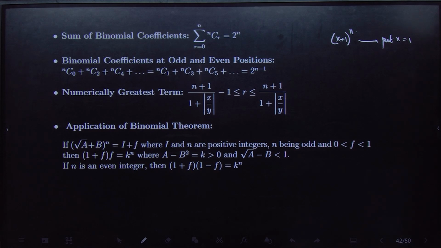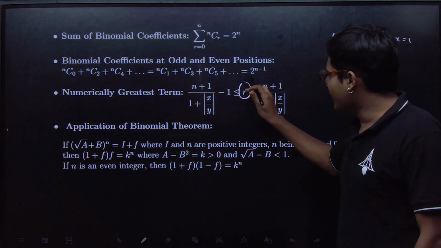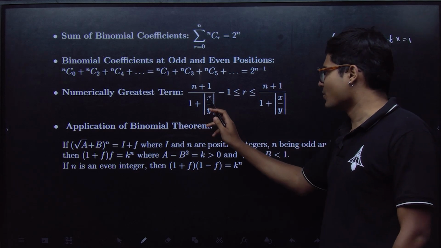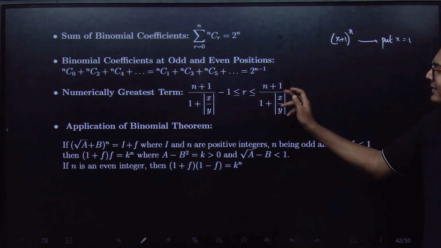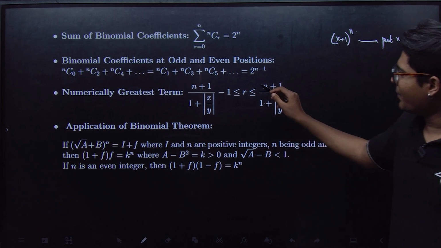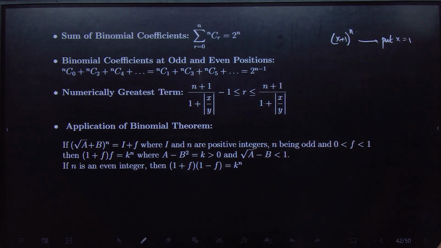Numerically greatest term is given by, for r you have to solve this inequality: r is greater than or equal to (n+1)/(1 + |x/y|) minus 1, and it's less than or equal to (n+1)/(1 + |x/y|), okay? So this gives you the possible values of r, and among them you have to find which one gives you the numerically greatest term, okay?